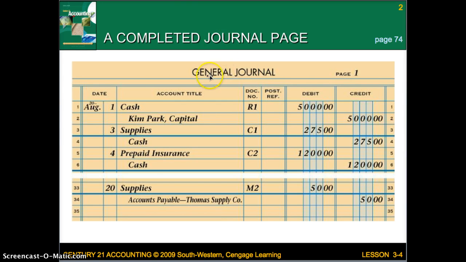You have the general journal written on top, the page of the journal here. This is what I was talking about before. You have your month only one time. You only write your month the first day of that month. So these are all in August. If it would start September here, this would say September, and then it would go 1 through that way.